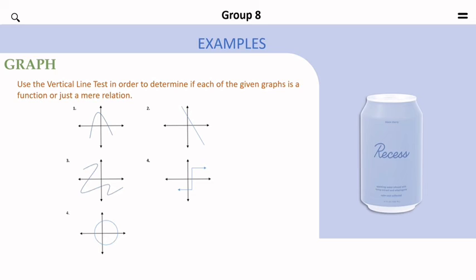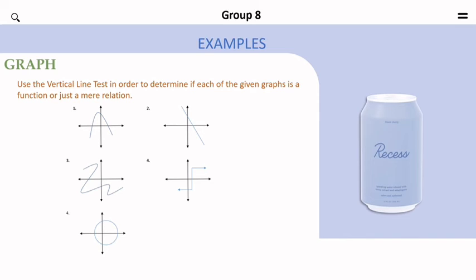Again, the vertical line test is to have a vertical line and place it wherever within the given graph. If the vertical line remains having the same number of intersections, wherever you place it on the graph, it is a function. If it has inconsistency of point intersections, it is a relation. You can pause the video to answer it.